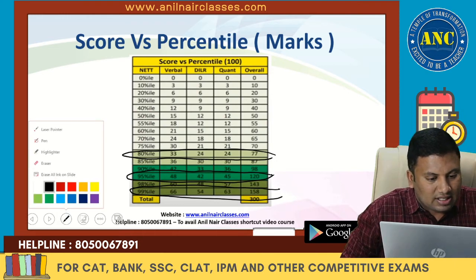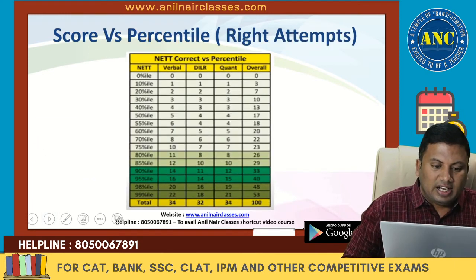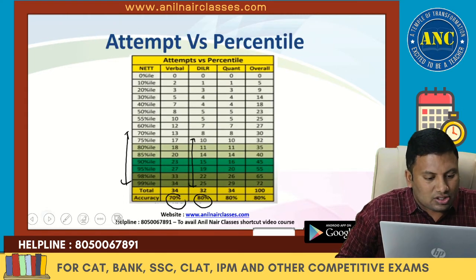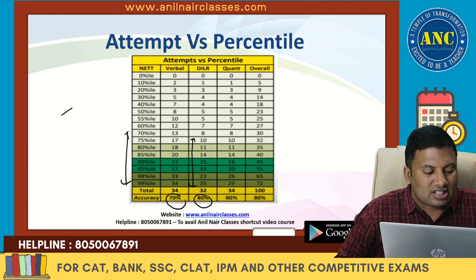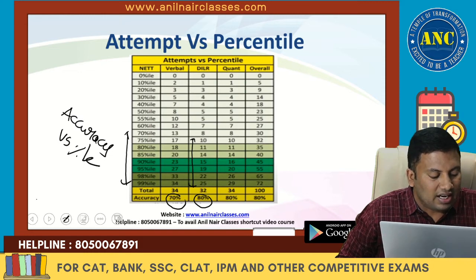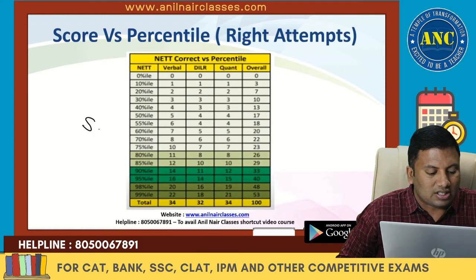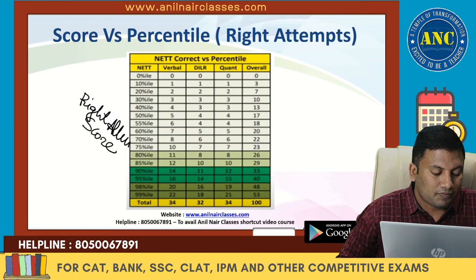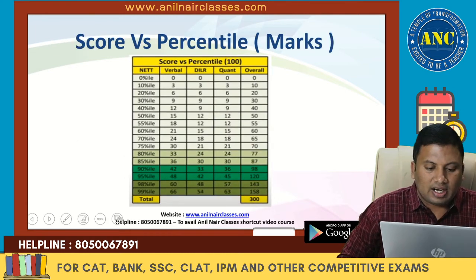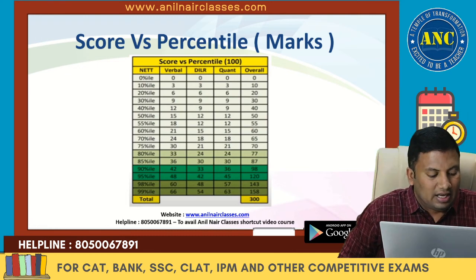I hope the score versus percentile is clear to you, and the attempts versus percentile is also clear to you. The third slide talks about accuracy versus percentile. The second slide talks about number of attempts versus percentile. The first talks about score versus percentile in general. I hope it is clear.